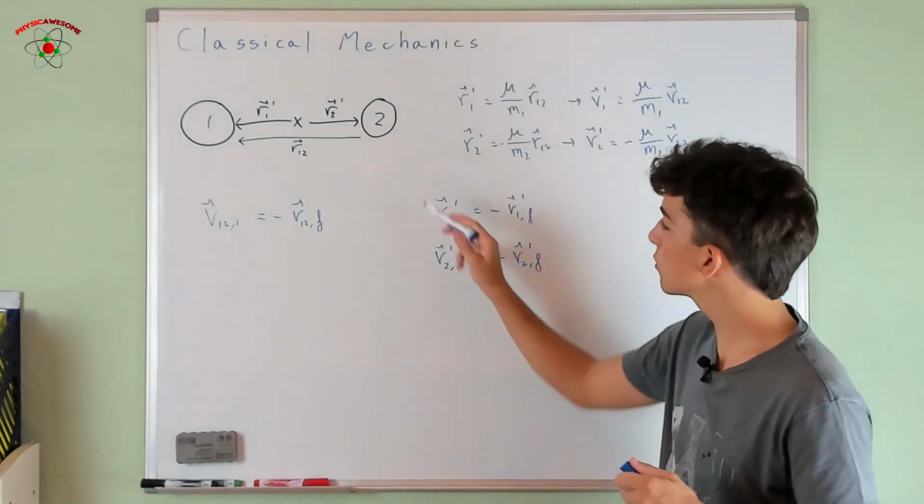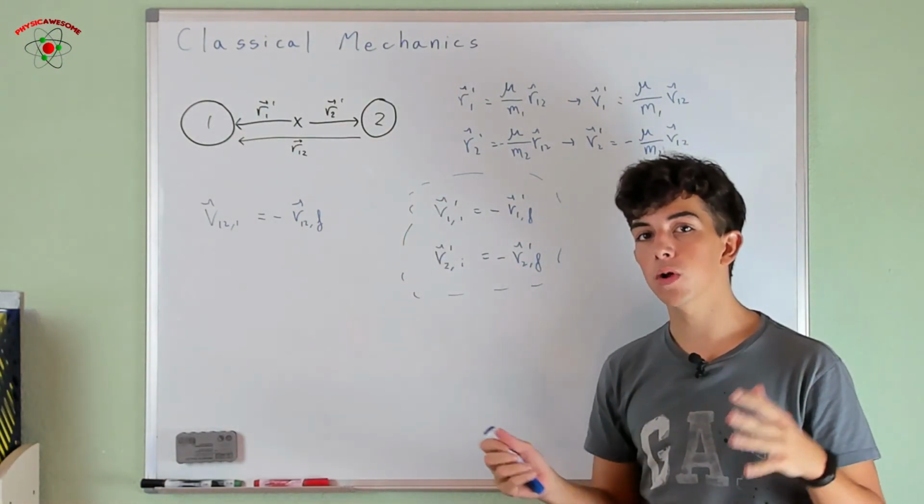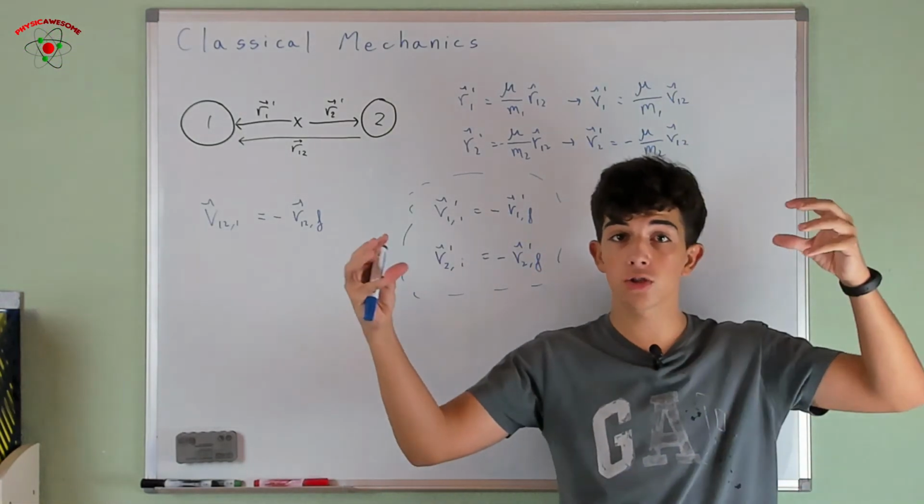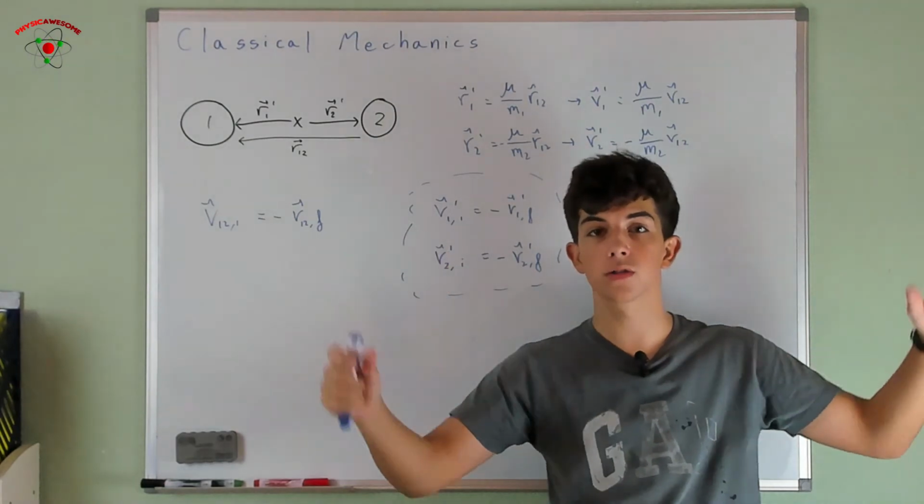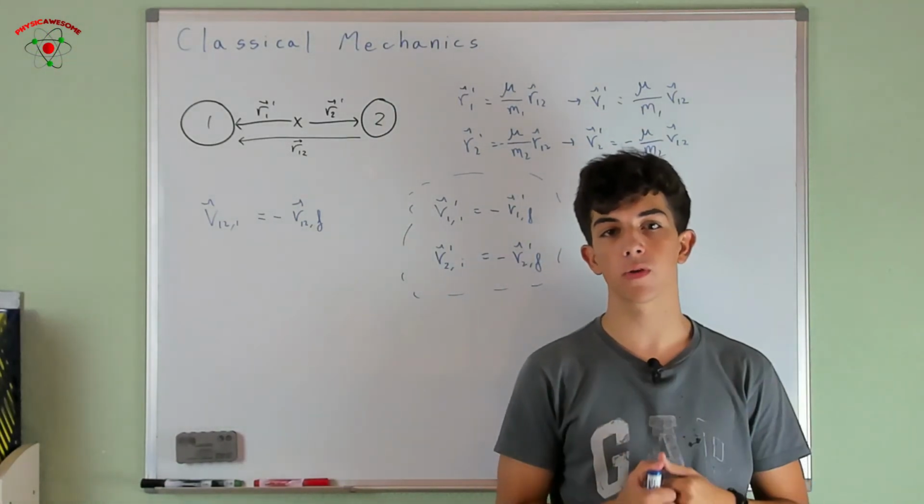And this is a very important relationship that lets us know very well what happens in an elastic collision in the center of mass frame. Each object just returns with the exact same speed, but in the other direction.